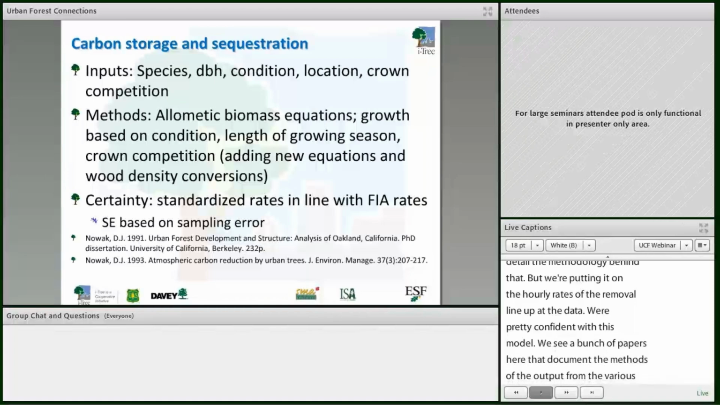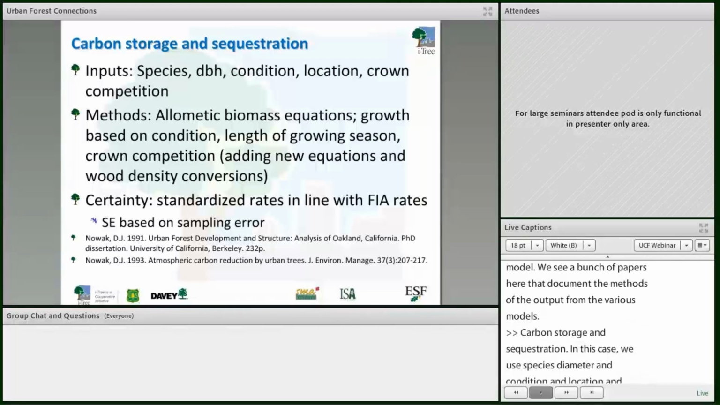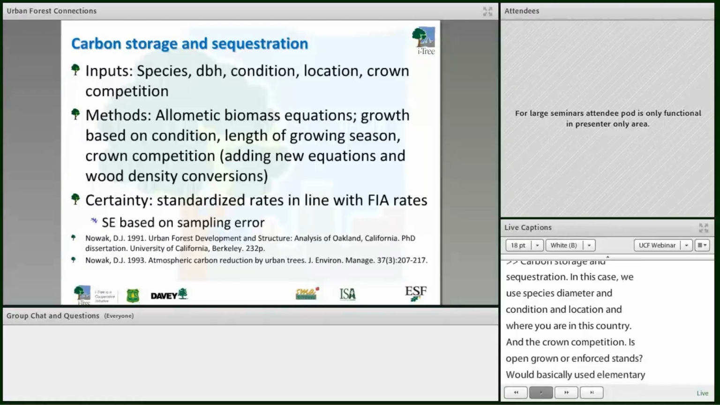Carbon stores and sequestration. In this case, we use species, diameter, condition, location, where are you in this country, and crown competition, is it open grown or in a forested stand. And we basically use allometric biomass equations that predict biomass based on DBH and height for various species.